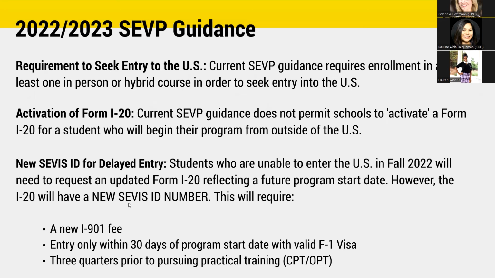If you have delayed entry, let's say in winter of 2023, then we will be able to issue an updated I-20. However, it will have a new SEVIS ID number, which will require a new I-901 fee. It will also require that you wait to enter the US within 30 days of the winter, let's say 2023 quarter start date. And you will need to ensure that you have 3 quarters on the new SEVIS record before you can pursue any type of practical training. This entails CPT or OPT.